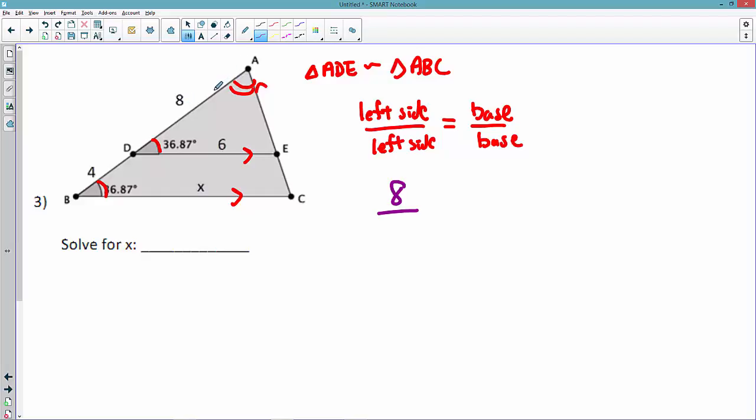And what's the left side of the big triangle? You might be tempted to say 4. That would be completely and utterly wrong because 4 is not part, I mean, it's part of, but it's not a length of a triangle. The length you're looking for is from here all the way to here, which is 12. Okay? So little triangle over big triangle equals little triangle's bottom or base over big triangle's base.